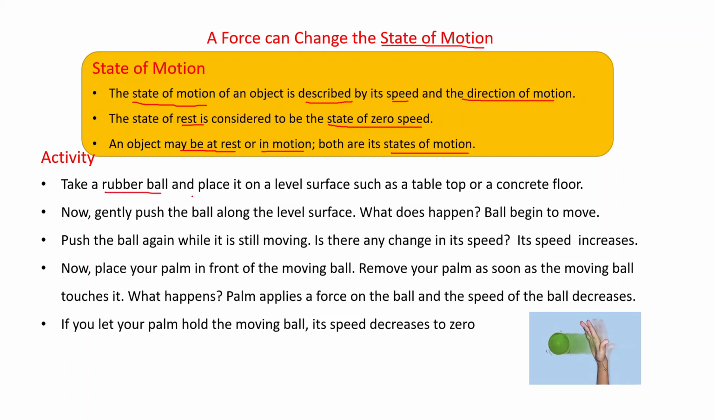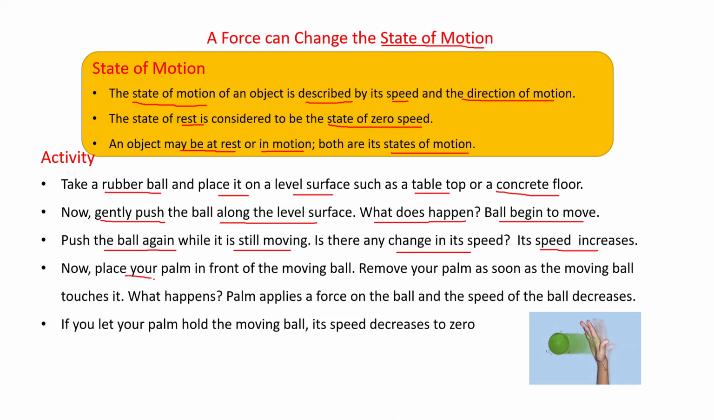Take a rubber ball and place it on a level surface such as a tabletop or a concrete floor. Now, gently push the ball along the level surface. What happens? The ball begins to move. Push the ball again while it is still moving. Is there any change in its speed? Yes, its speed is increased.